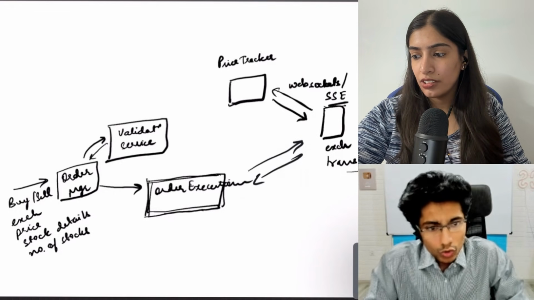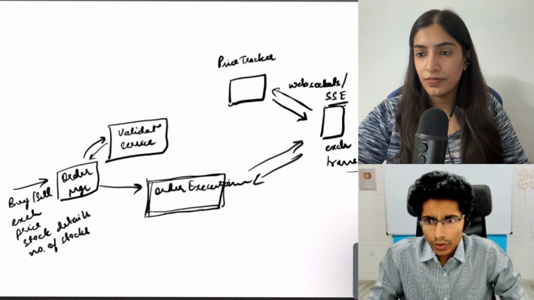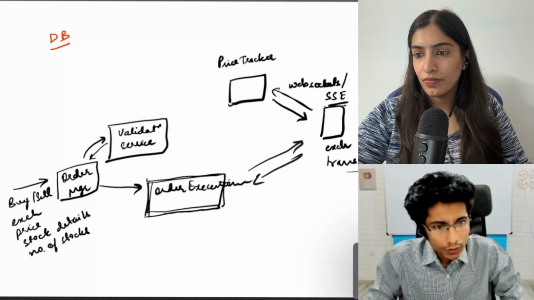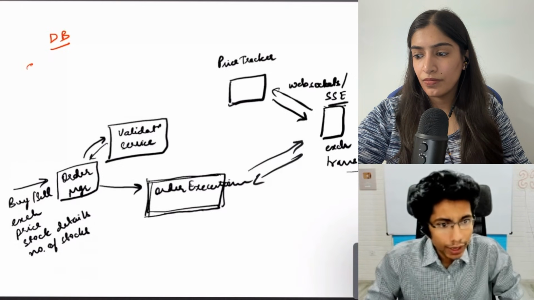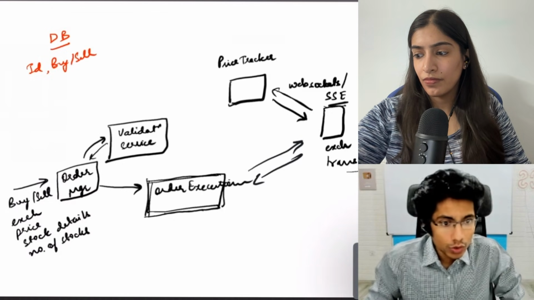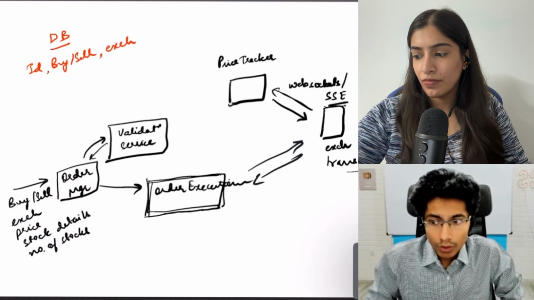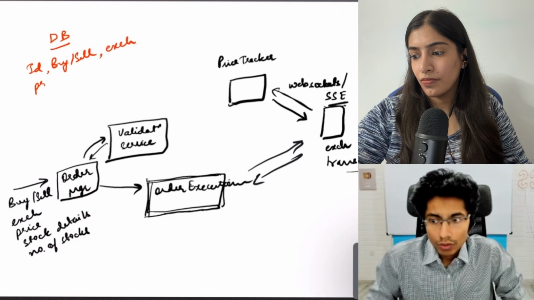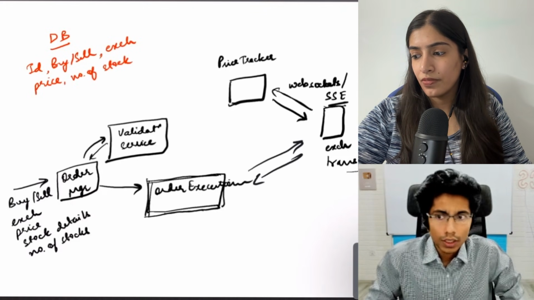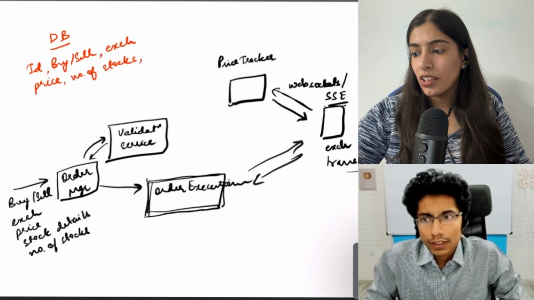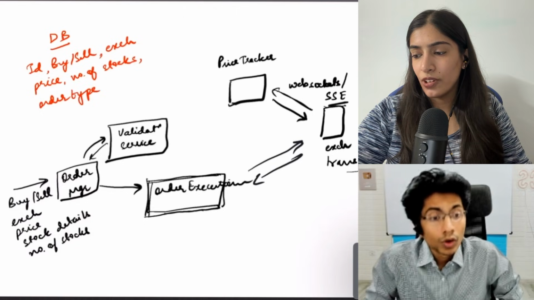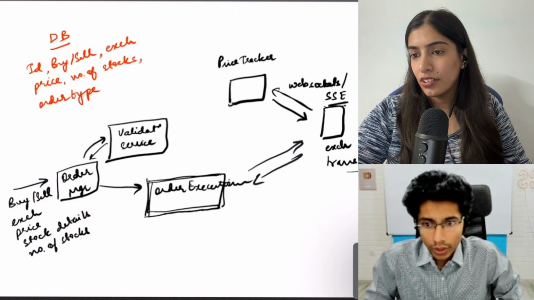Yes. So if there's an order execution service, what kind of data will it need? It will need an ID for an order. Like you mentioned, is it a buy or a sell order? Which exchange is it going to, NSE or BSE? The price, the number of stocks, and the stock ID. Details of the stock may not be necessary, just the ID of the stock. I think this is also sufficient. And the order type, like limit, market, all of that.